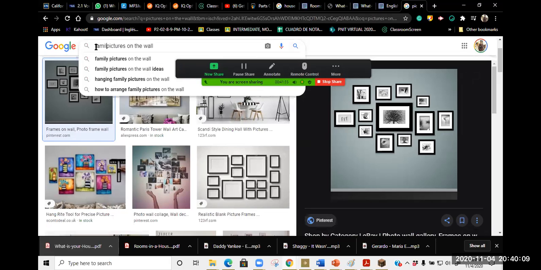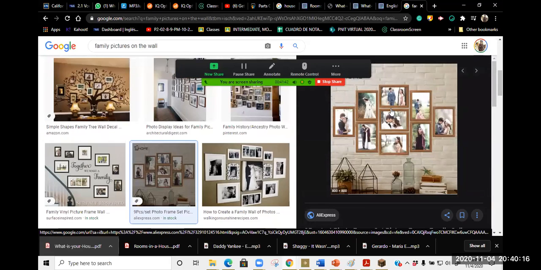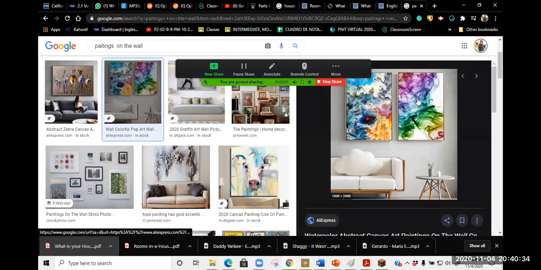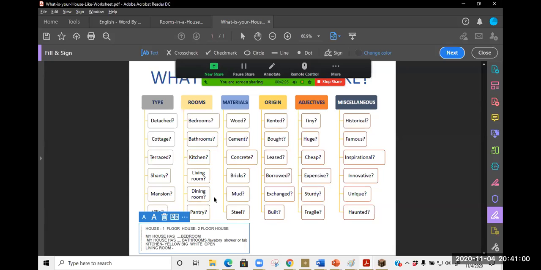Pero si yo pongo family pictures, ¿ven ahí, van a ver la diferencia? So you have to add family. Porque si no, pictures puede ser fotos de la naturaleza, de animales, de todo. So you have to say family pictures, si son fotos de su familia, o paintings, que son pinturas, cuadros, de manzanas, like this, zebras, animales. So this is a painting. And the other one is picture. So there's a difference. Picture and painting. Questions?